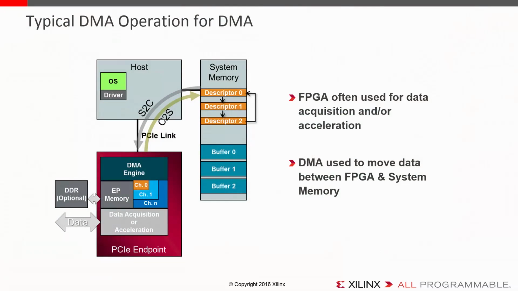So a typical DMA operation for PCI Express is really all about moving data between the system memory that our host has access to and our PCI Express endpoint. Now, oftentimes what we see is FPGAs used for data acquisition or possibly acceleration, and what we want to do is move data back and forth between that endpoint and the system memory.